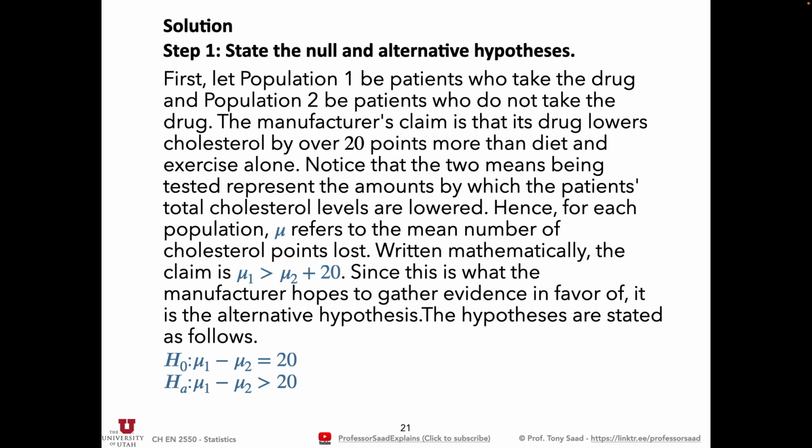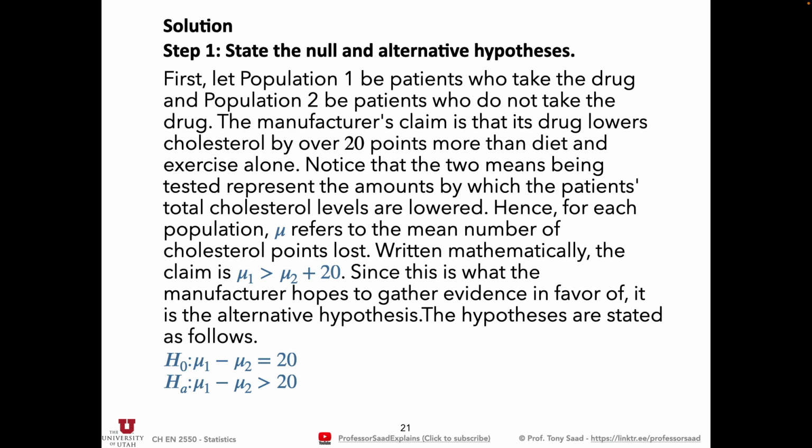But this is the critical value. Two things: to realize that the means are reporting the cholesterol points lost. So the claim is that the population that takes the drug is going to lose more points than the other population, and more than 20 as well. So we're going to lose more than mu2 plus 20. If they didn't put that 20, if they said just more, then we would have mu1 minus mu2 equals 0, and the alternative hypothesis would be greater than 0. So throwing in that 20 is the only thing that changes here.